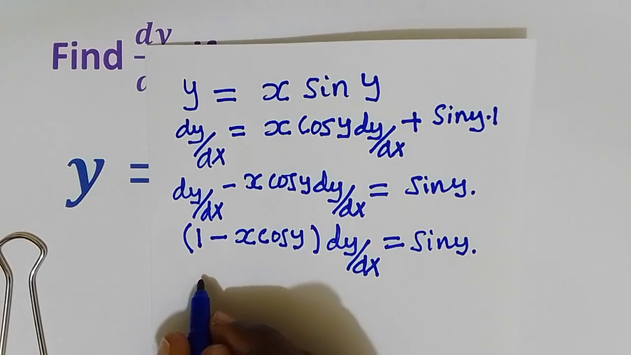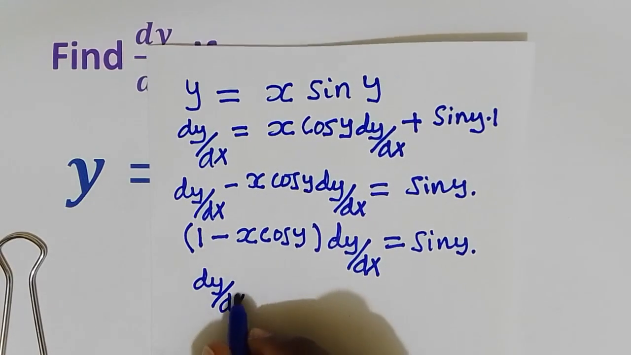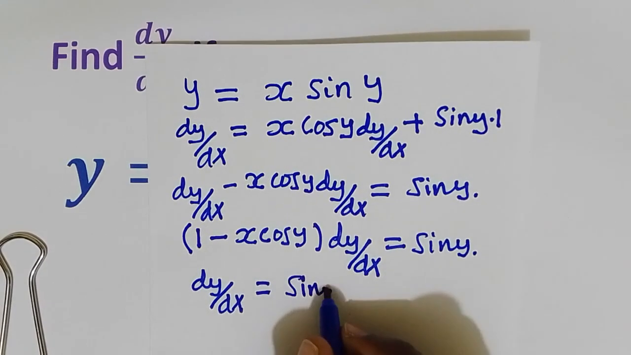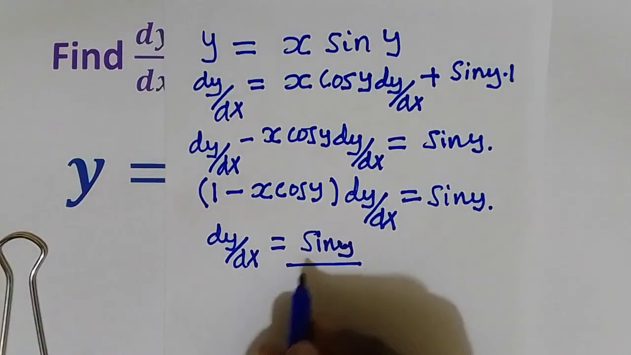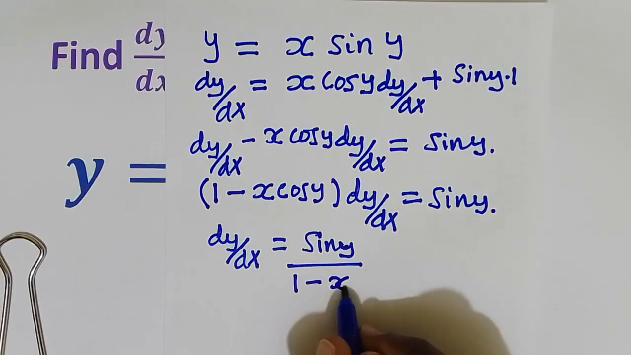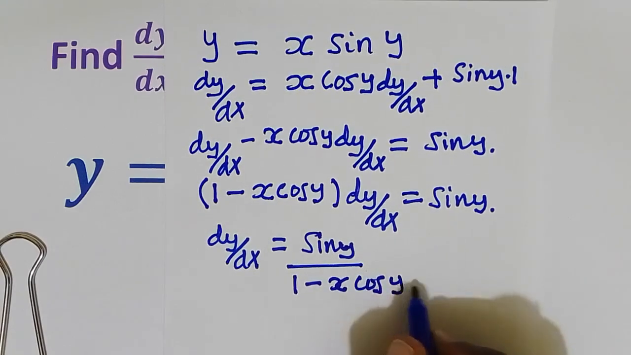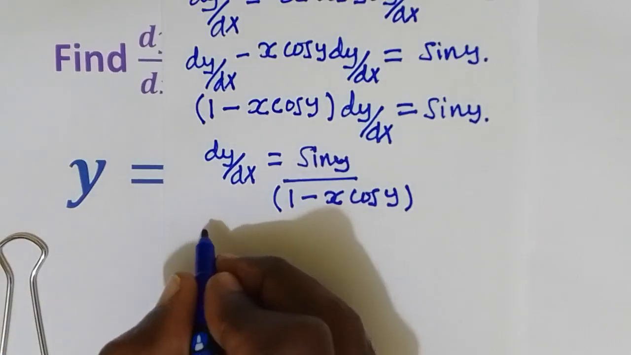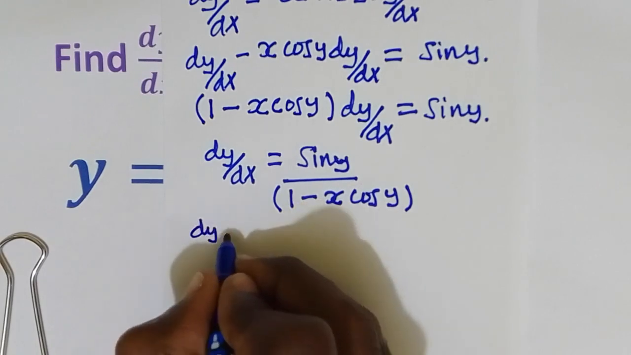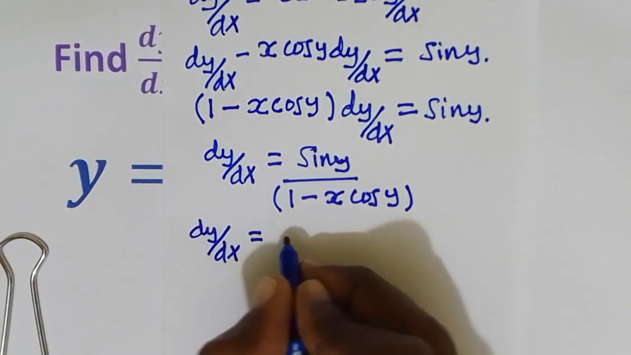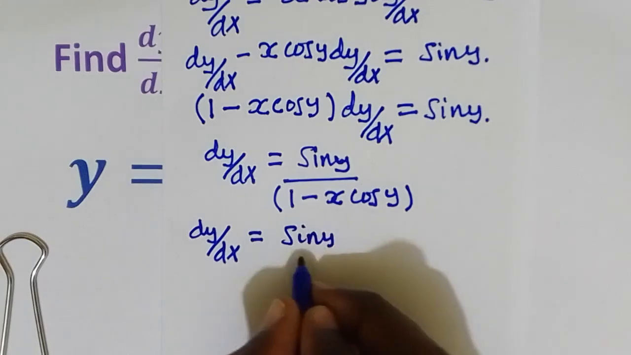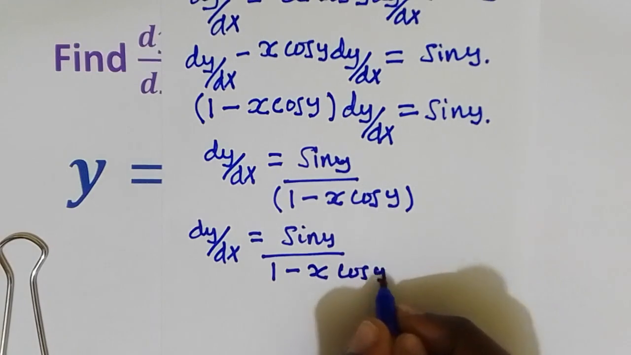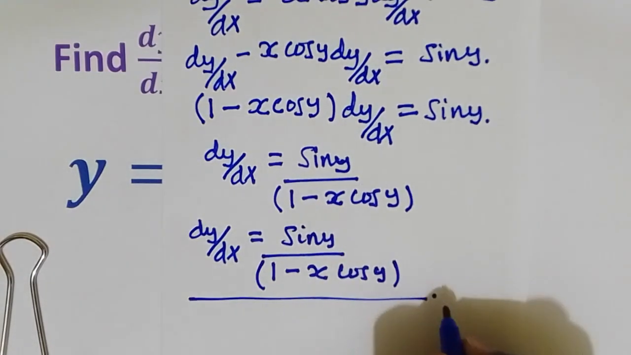So I'm going to remain with dy/dx, this is equal to sine y over 1 minus x cos y. So dy/dx is equal to sine y over 1 minus x cos y, and this is our answer.